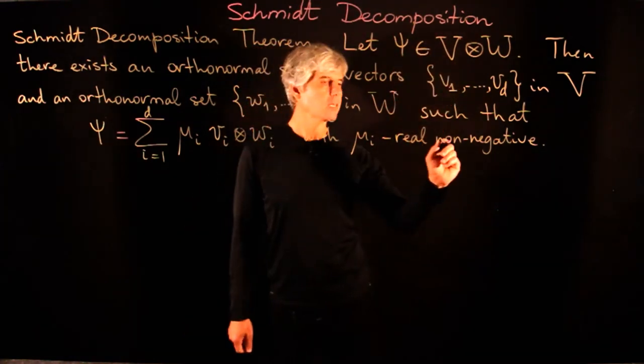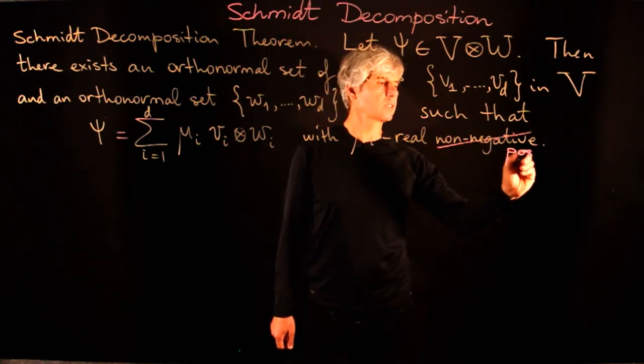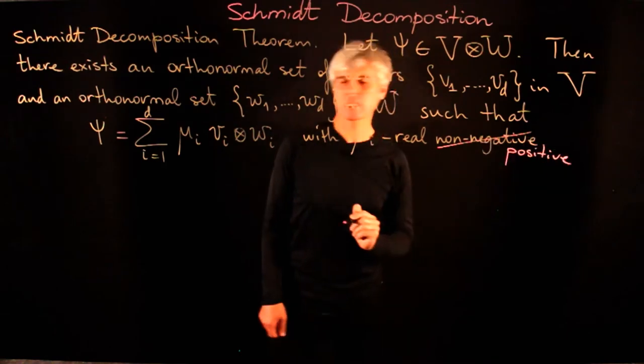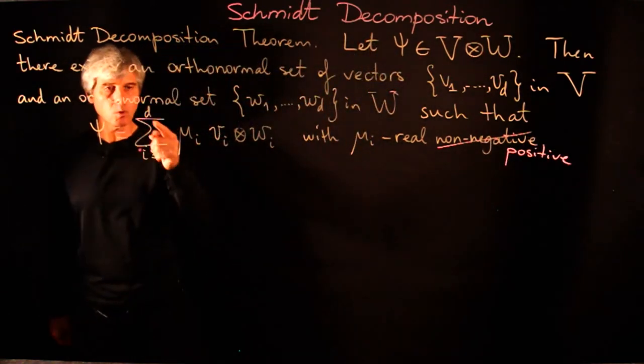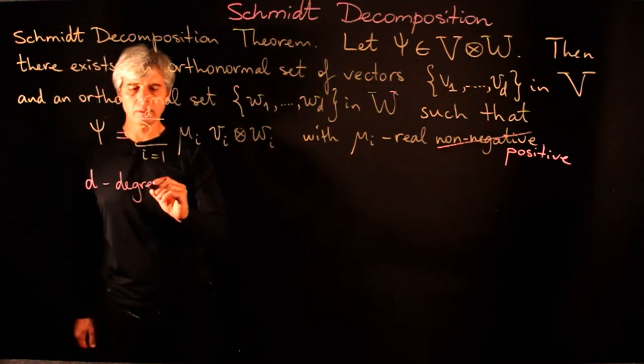All right, let me make one correction. Instead of non-negative, let's say positive. And with this correction, we can call this parameter d the degree of entanglement.